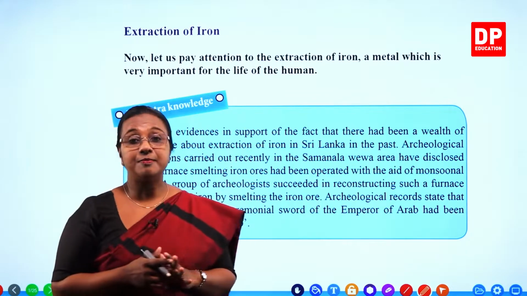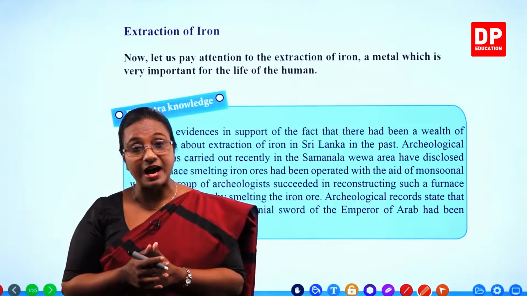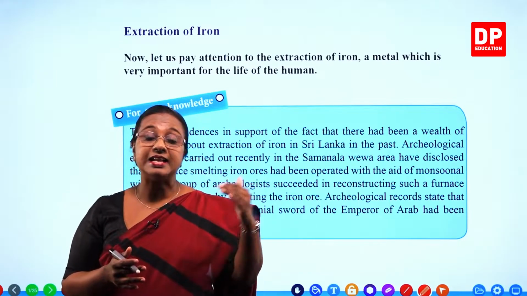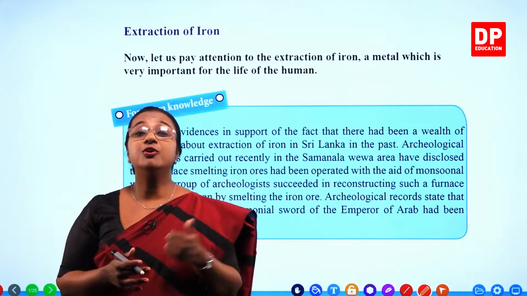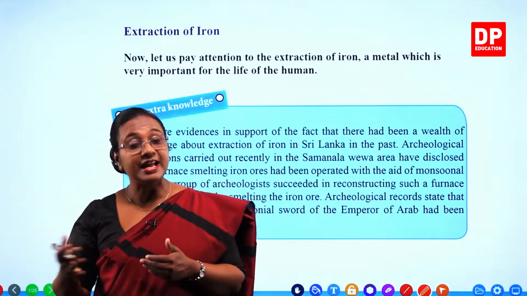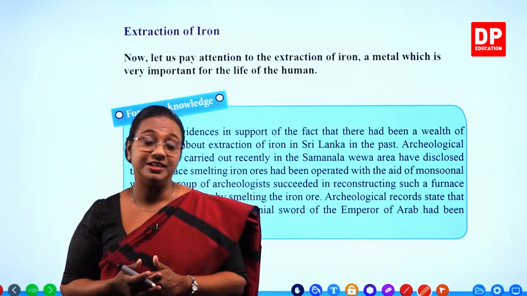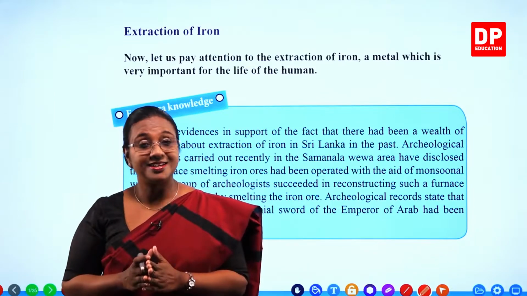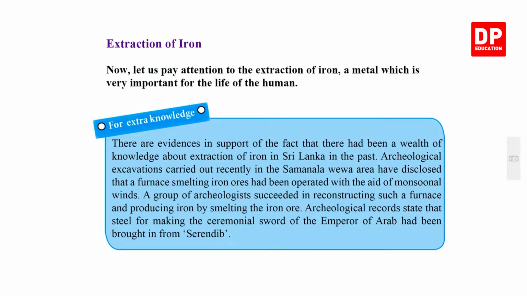So in this chapter, I'll be discussing two methods. One is the extraction of iron, that is a metal that has moderate reactivity. And the extraction of gold, that is a metal that has the lowest reactivity, the last metal in the activity series. So with that introduction, students, we will look at the extraction of iron.